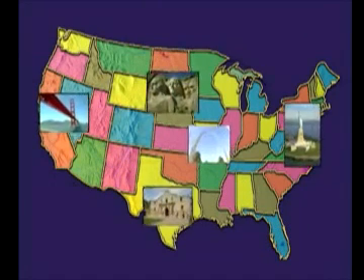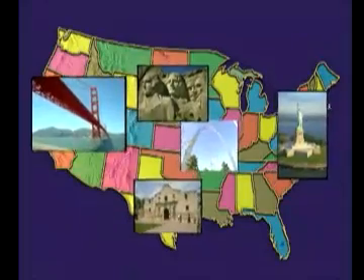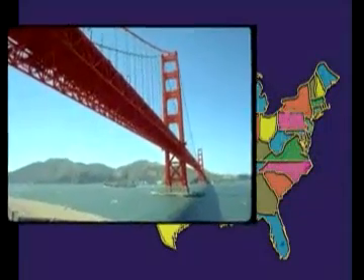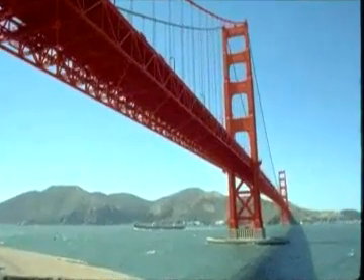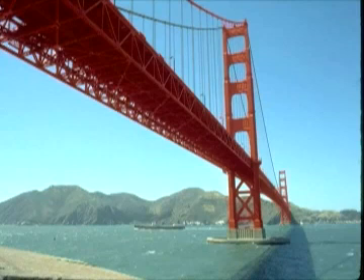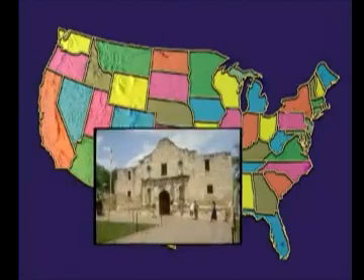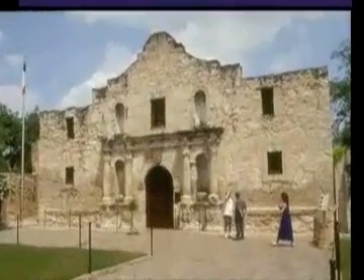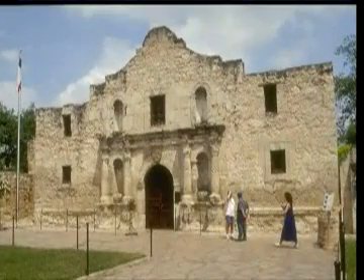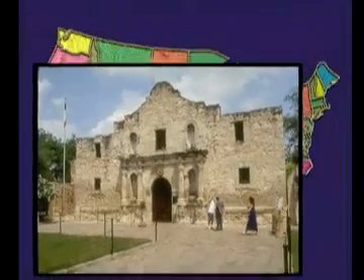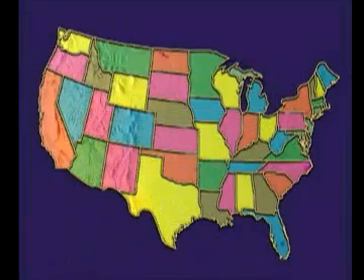The United States also has many landmarks that were made by people. The Golden Gate Bridge is in San Francisco, California. It is bright red, like a big gate to the city. The Alamo is in San Antonio, Texas. A big battle took place at the Alamo, where the people of Texas fought to free themselves from Mexico.